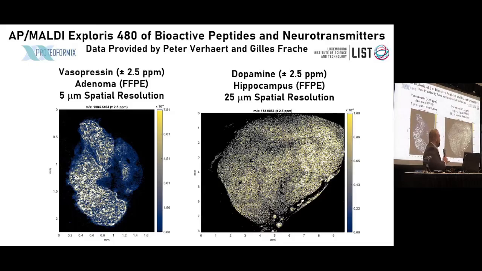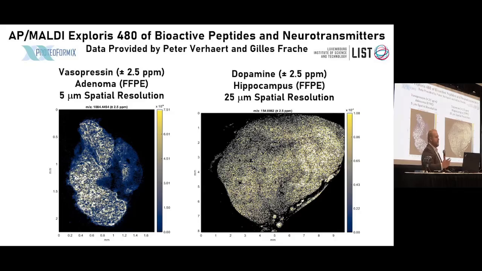And so now to dive into some of the AP MALDI data that we've been working with, we've seen vasopressin in the pituitary adenoma here at a 5 micron spatial resolution. And you can see the really fine detail that you get in that image. And then on the other image, looking at dopamine in the hippocampus at a 25 micron spatial resolution. We're able to visualize these really well, using the Civitas color map to really show the abundance values and the chemical localizations within the tissue.